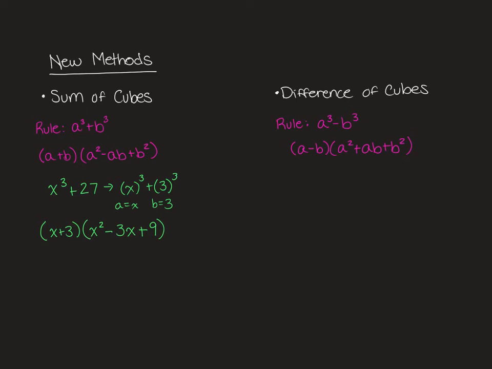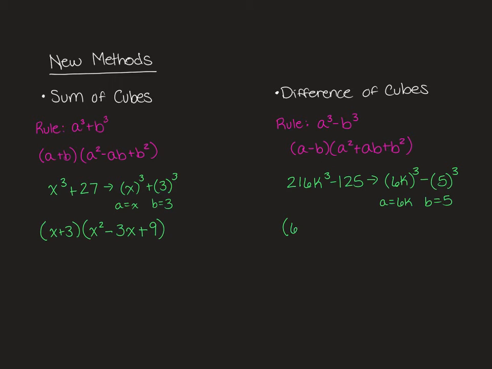So let's look at 216k cubed minus 125. 216 is a perfect cube of 6k cubed. So we'll have 6k quantity cubed minus, and then 125 is a perfect cube of 5. So in this case, my a is 6k, and my b is 5. So I just plug those into the formula here.